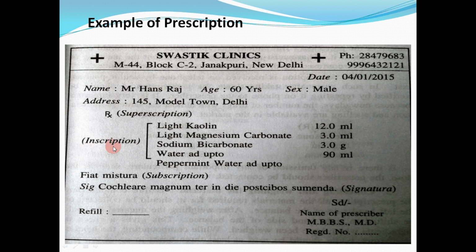Then here the inscription is the main part of this prescription that contains the detailed information of the prescribed ingredients, along with their quantity. Then here the subscription contains the instructions given by the prescriber to the pharmacist. And signatura contains the instructions given by the prescriber to the patients only. Okay, these are some examples of the prescription. In that content you can easily highlight the parts of the prescription.